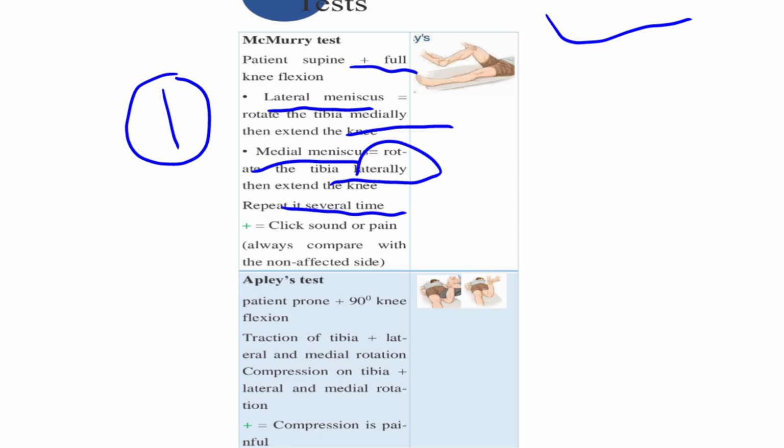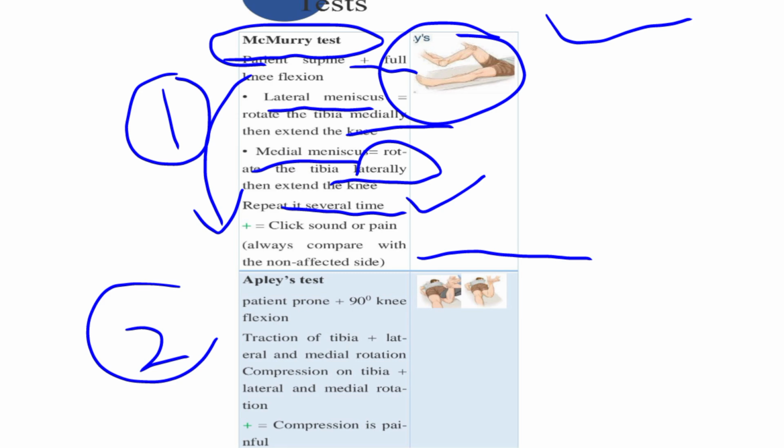Repeat these two positions several times. If there is a clicking sound or pain, then the McMurray test is positive for meniscus tear. And always compare with the unaffected side.